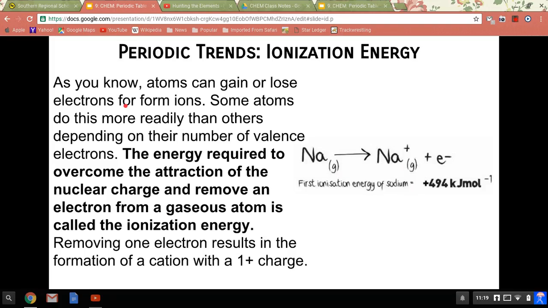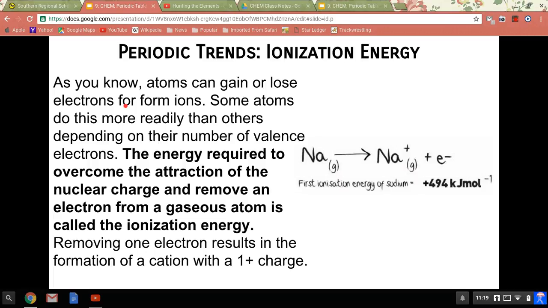Our next trend that we're going to talk about is ionization energy. Ionization energy is the energy required to overcome the attraction of the nuclear charge and remove an electron from the gaseous state of an atom. That sounds really complicated. What ionization energy really is, is the energy you need to pull off an electron from the valence shell of an atom.